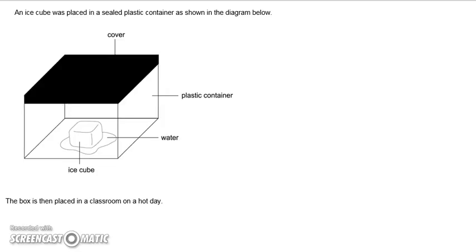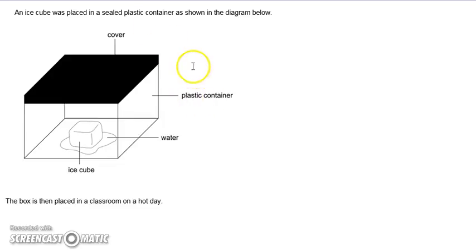An ice cube was placed in a sealed container as shown in the diagram below. The box is then placed in a classroom on a hot day. So these are clues of all the different heat conditions.